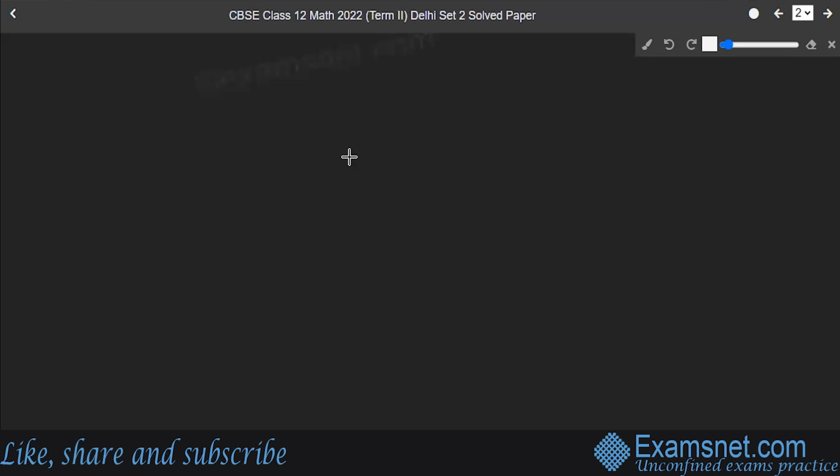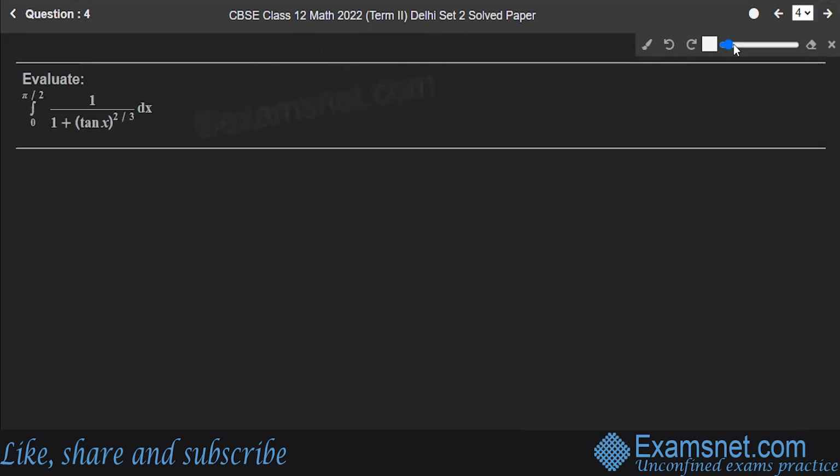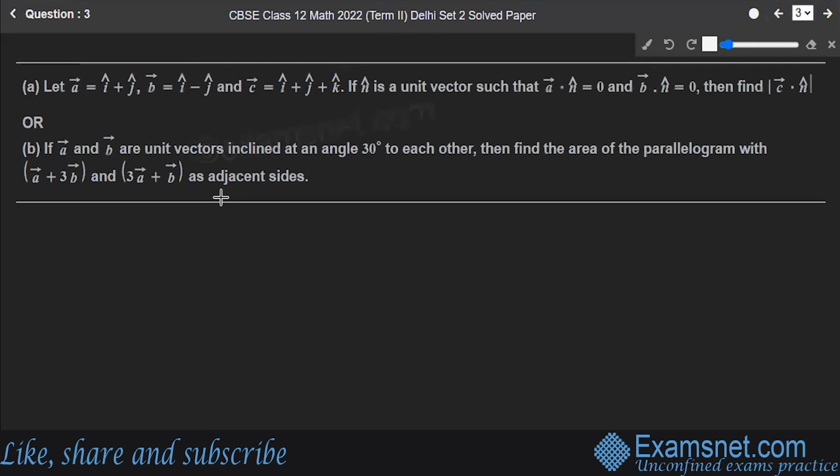So question number 2, there's nothing displayed over here. Actually, now we are going to start with Section B ahead. Section B is going to carry 3 marks questions. So the very next question which we are going to solve is this question.